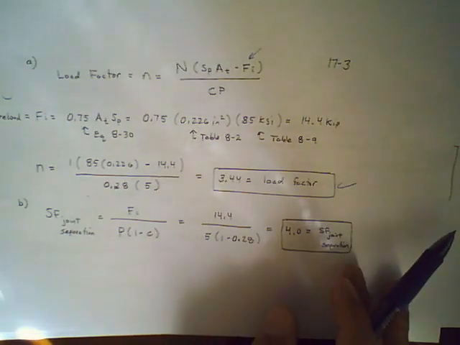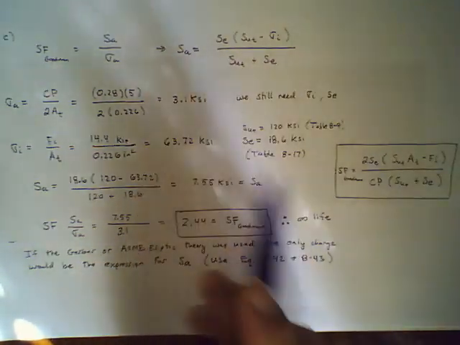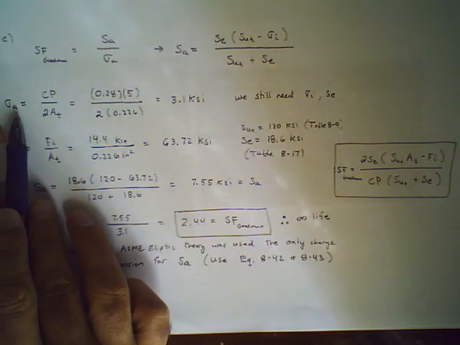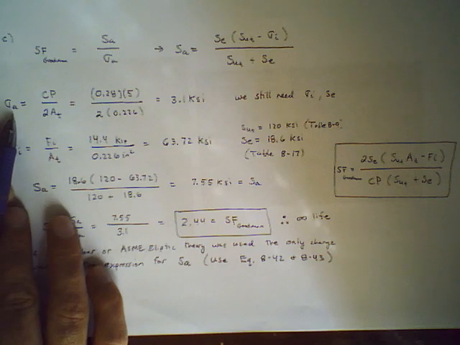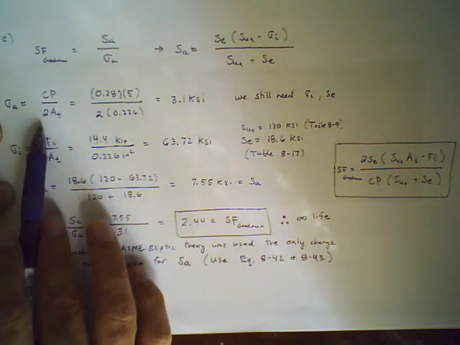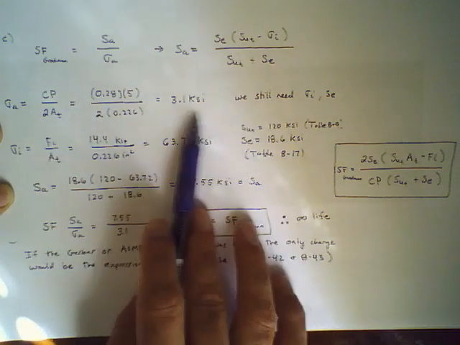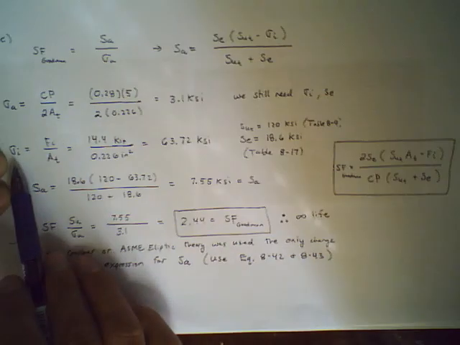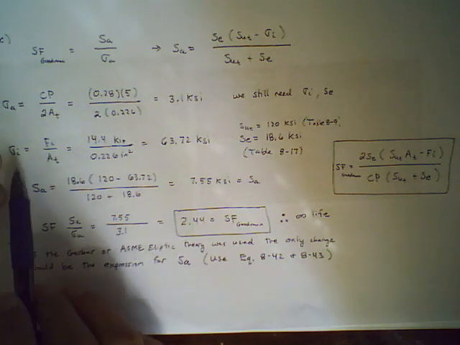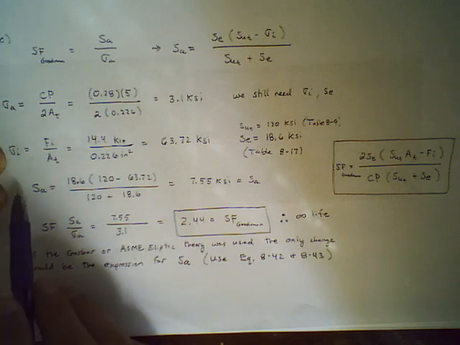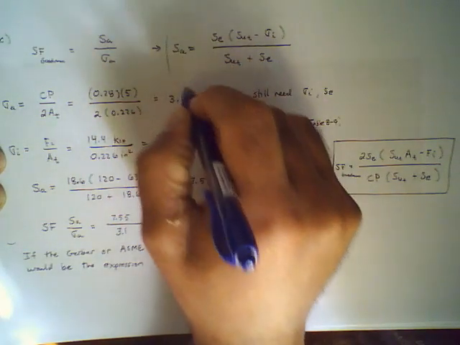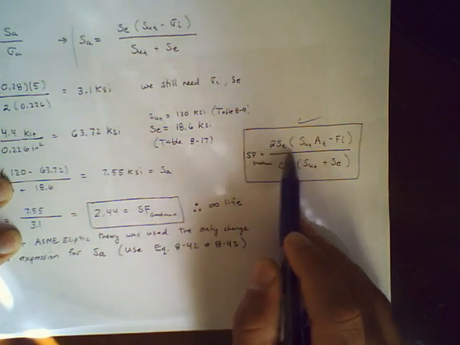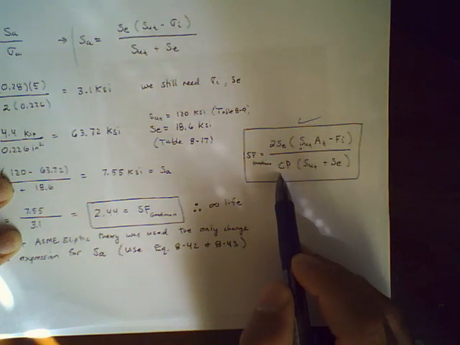Now the last one, we need to find the safety factor for fatigue of that bolt, and we know our load is fully fluctuating. So we know our alternating stress, right? We know our P max and P min are equal and opposite. So we can calculate our alternating stress, which is equal to C P divided by 2 AT, which is equal to 3.1 KSI. We need to get our preload stress, which is Fi over AT. Essentially, we are calculating this equation: the safety factor is equal to 2 Se (Sut AT minus Fi) divided by (C P Sut plus Se).